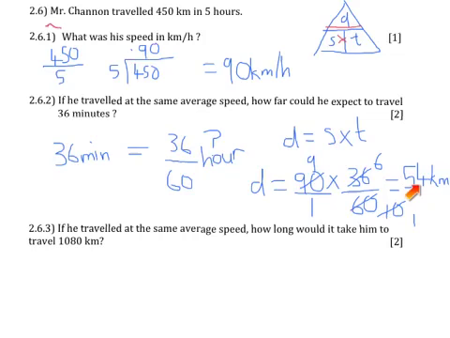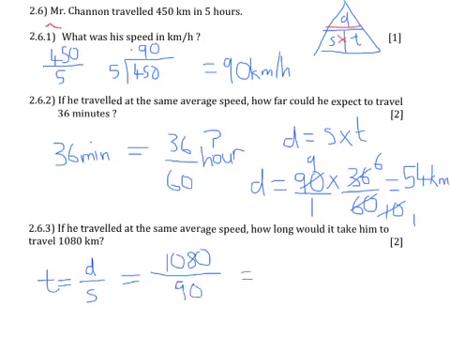Okay, moving on to the last question. If he traveled at the same average speed, once again the speed is 90, how long would it take him to travel 1,080 kilometers? So now we've been given the distance and we're being asked to work out the time. This one's actually pretty straightforward. Looking at the triangle above, time is equal to the distance divided by the speed. The distance has been given as 1,080 kilometers and the speed was 90 kilometers per hour.